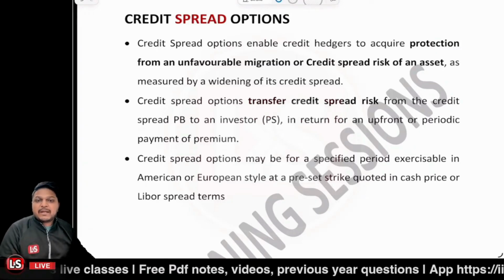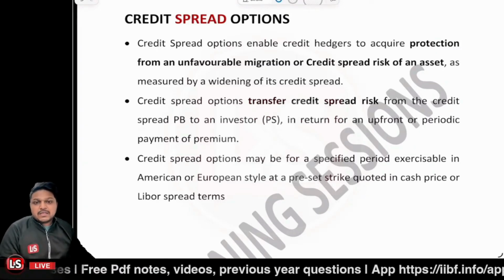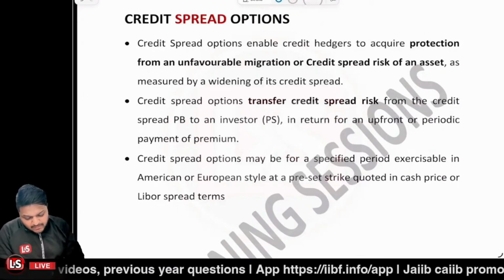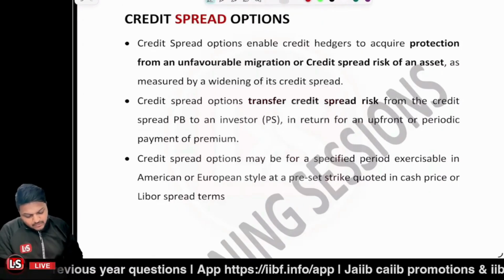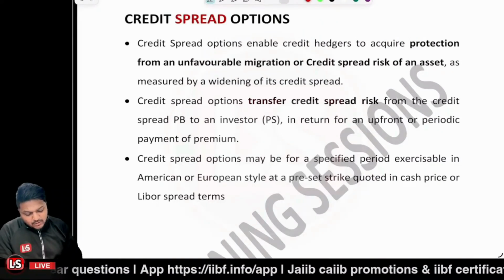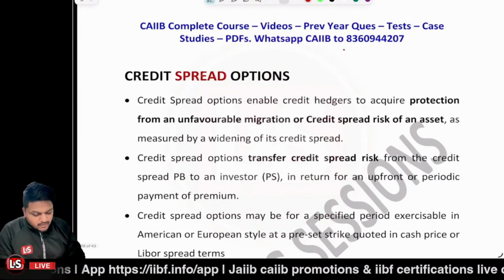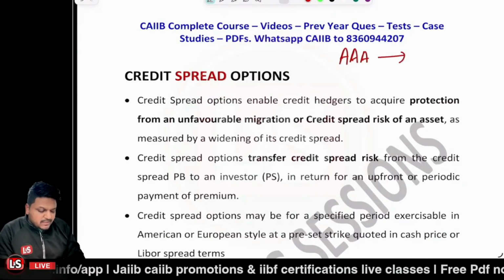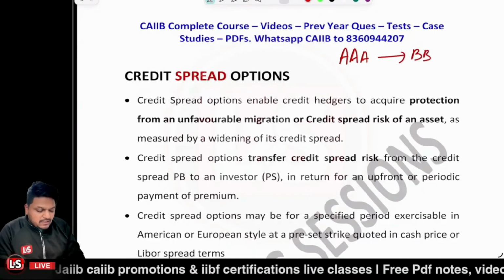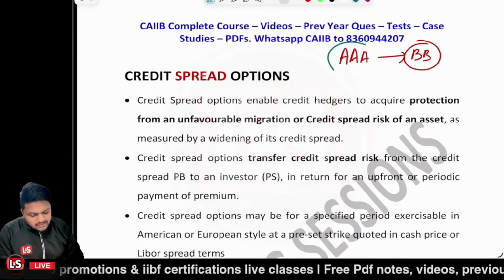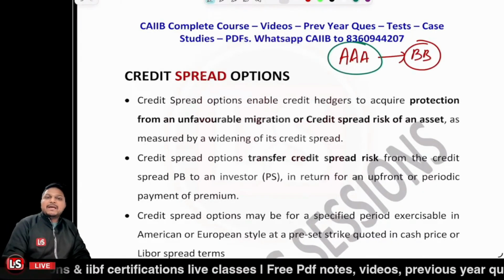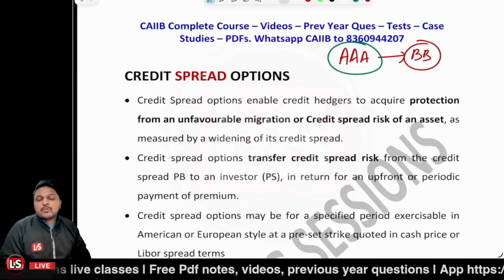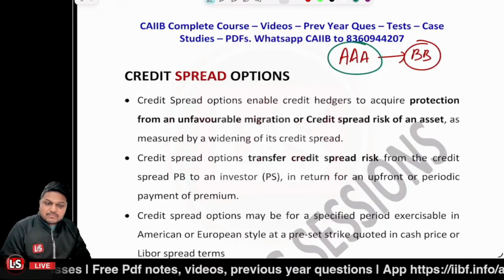That is a credit spread, right? So if there is unfavorable migration or credit spread risk on an asset, let's say it is downgraded, previously it was rated triple A, but now it is rated double B. Definitely, if there is unfavorable migration of the credit rating, it's going to provide protection against the same.